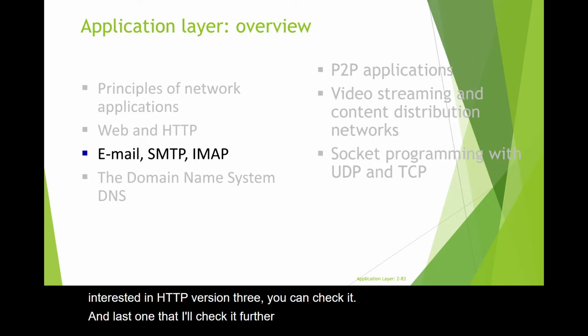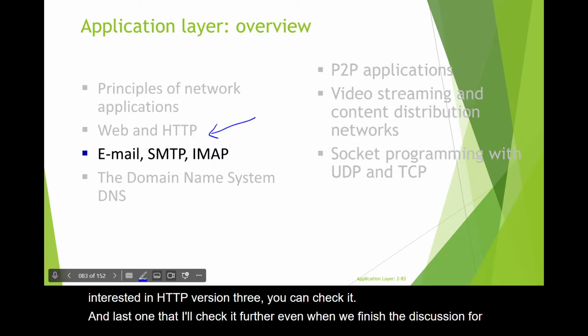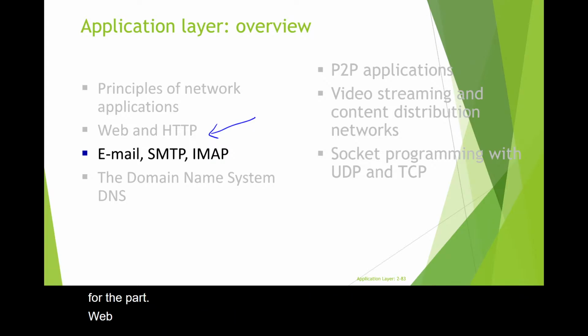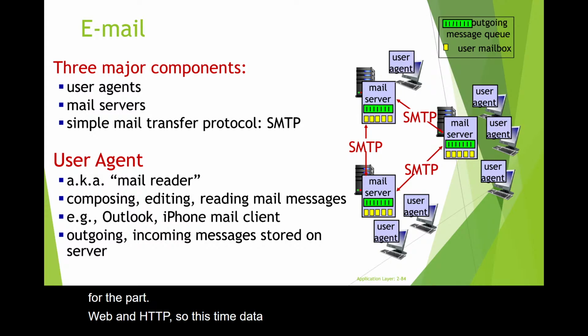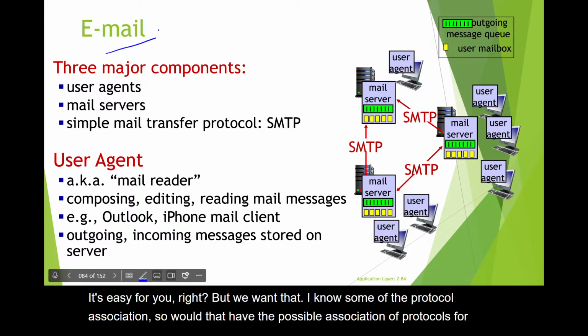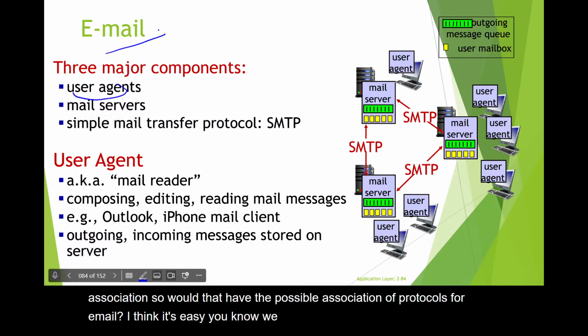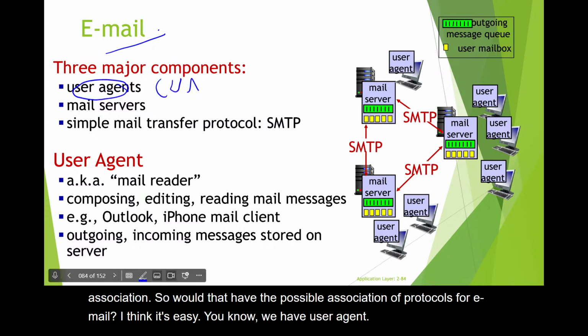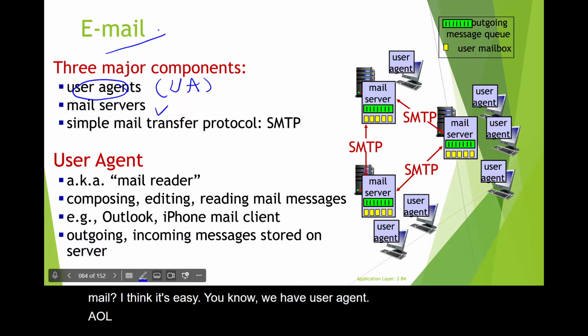Even so, we finish the discussion for the part on web and HTTP. So this time, let's discuss email. Email, I think, is easy for you, right? But we want to know some of the protocol association. So we have the possible association of protocols. For email, we have the user agent, UA, and we have the mail server, for sure.